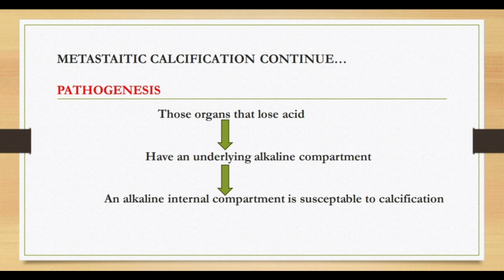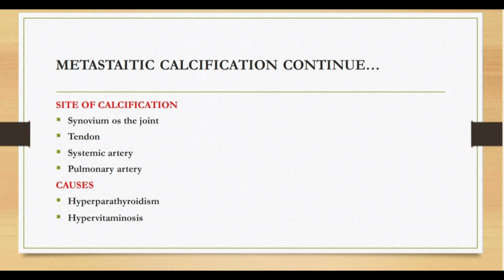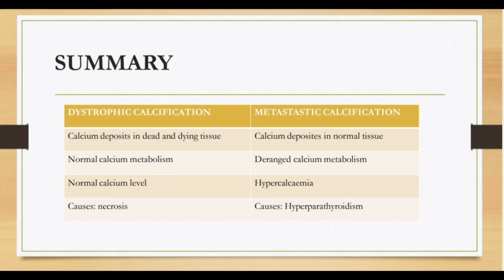Then pathogenesis of metastatic calcification: those organs that lose acid have an underlying alkaline compartment, which is rich in alkaline, and this compartment is susceptible to calcification. Next, site of calcification: synovial joints, tendon, systemic artery, and pulmonary artery. Causes are hyperparathyroidism and also hypervitaminosis. And coming to summary of this whole pathological calcification, there are two types, dystrophic and metastatic.